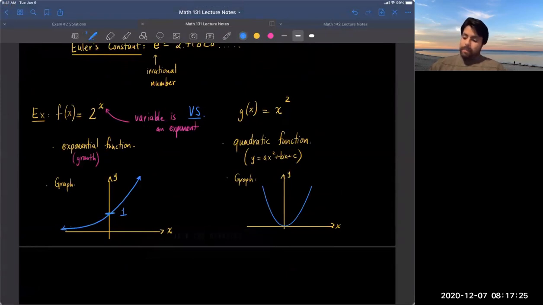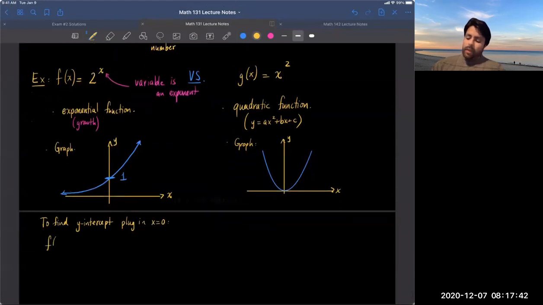So guys, to find the y-intercept for any function, plug in x equals 0. So if I plug in x equals 0, f of 0 equals 2 to the 0 power. And anything raised to the 0 power is 1. So that's why it's 1. Okay?